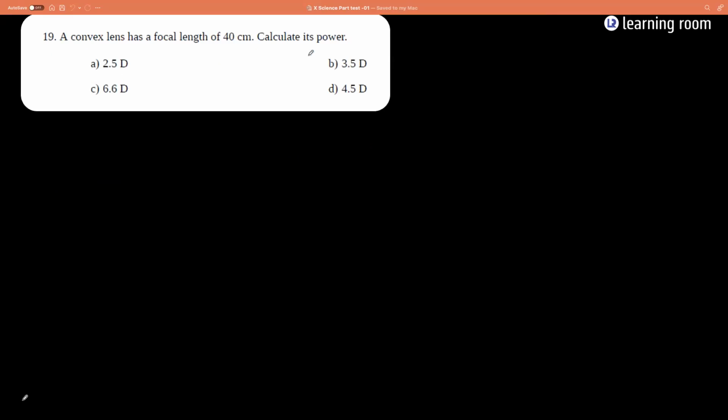So the convex lens question is something repeated. Answer should be 2.5. Yes, sir. 100 by 40, no? So whenever they've given you the focal length in centimeters, you should write the power as 100 by f. So the answer will be 2.5 diopter.